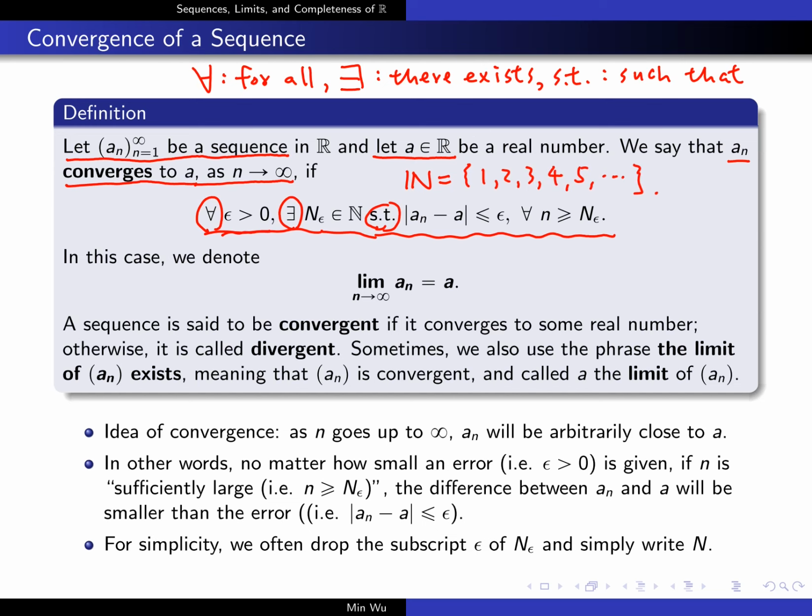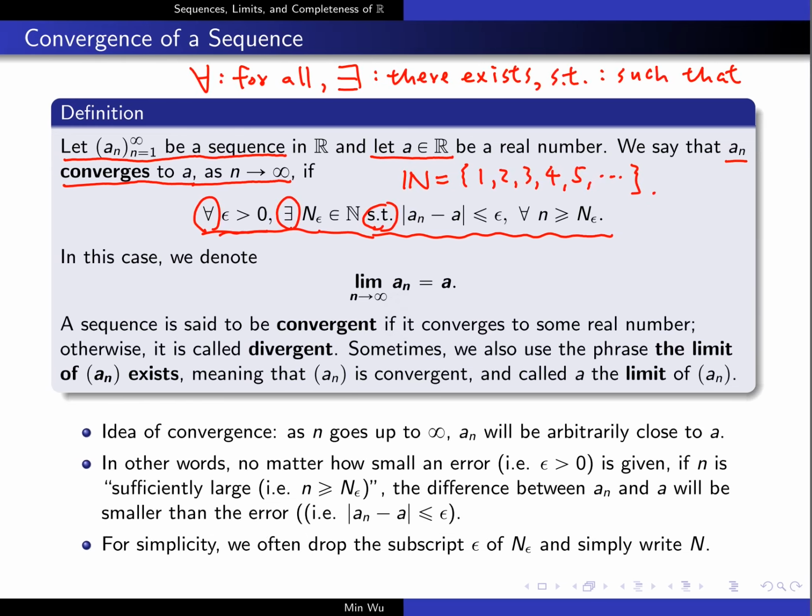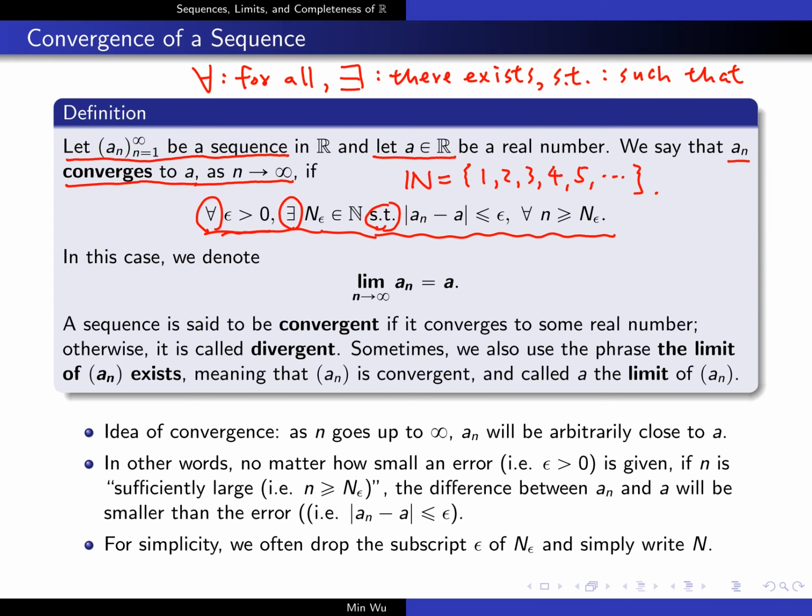Alright, so this logical statement is saying that for epsilon greater than 0, there will exist an N epsilon, which means it's something that depends on epsilon. This number is in the natural numbers, such that the absolute value of a_n minus a will be less than or equal to epsilon for all n greater than or equal to N epsilon. Okay, so this may look a little bit more mysterious at first glance. So let me talk about the idea of convergence.